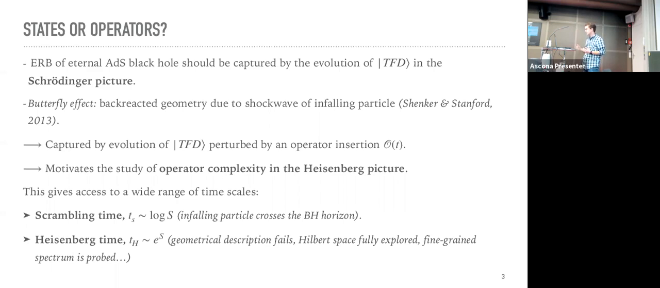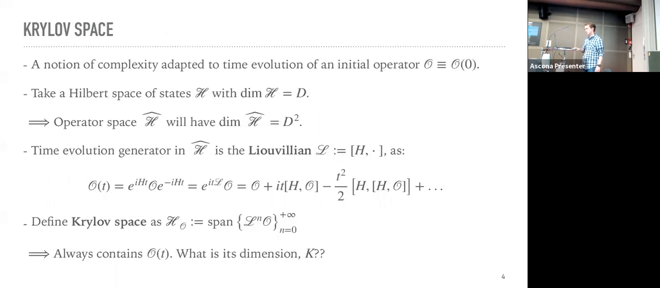The time scales that are going to appear are wider because we can have access to very early time scales, like the scrambling time, logarithmic in system size. And this should also have some effect up to the exponentially late times when we start to probe the fine-grained structure of the spectrum. So we choose in this case to study operator complexity in the Heisenberg picture for these reasons. Now, what is the complexity that we're going to study?